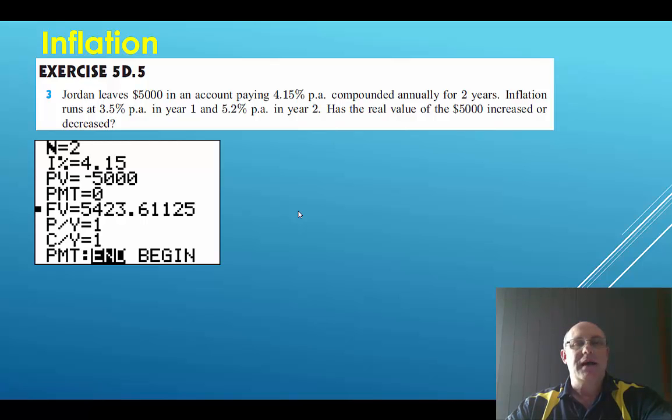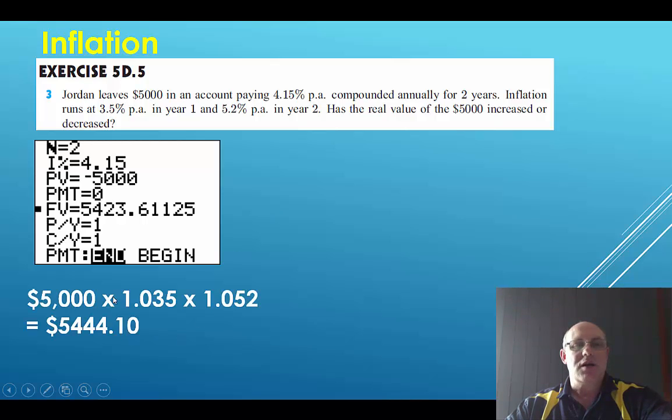Now, when we have to take into account inflation, we want to see what that value is worth in 2 years' time if it was $5,000. So we have to times that by 1.035 and 1.052, because that's 3.5% and 5.2%. And that works out to be $5,444.10.